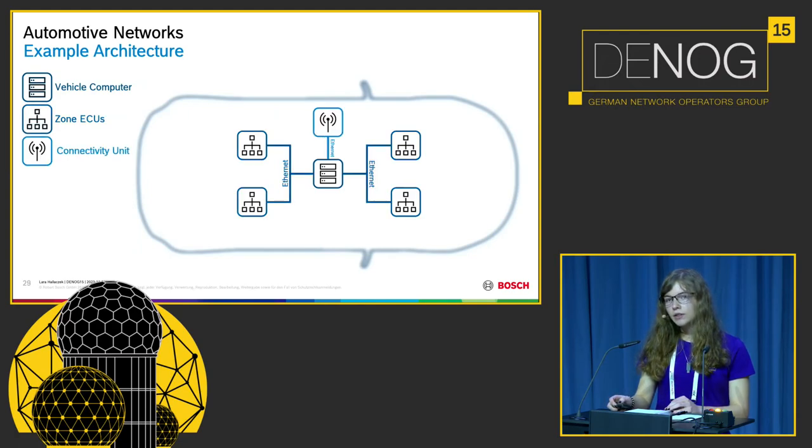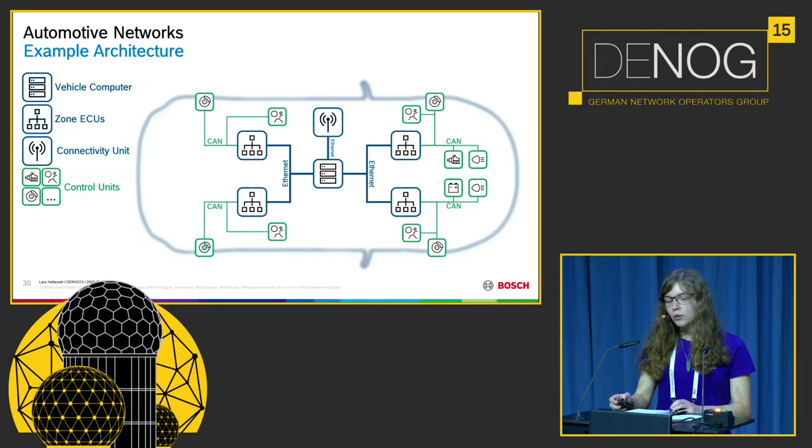Then we need a connectivity unit. This is our uplink, for example, via LTE. This gets more and more important since cars are getting more and more connected. You have some cloud functionalities in modern vehicles, so you need internet connectivity. So we connect this to the vehicle computer and also via Ethernet because we need a lot of bandwidth here.